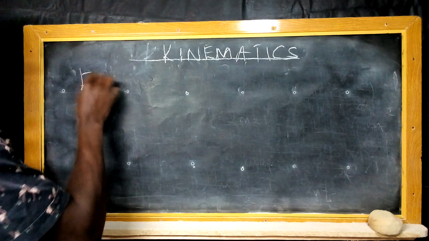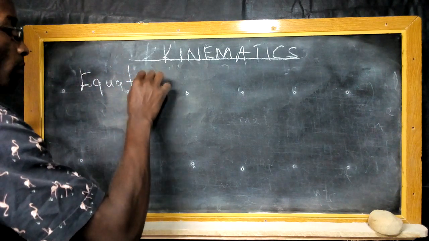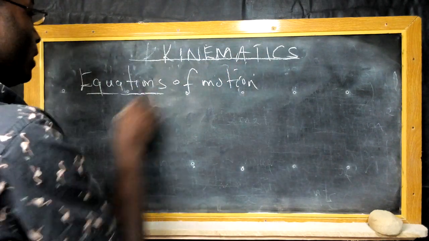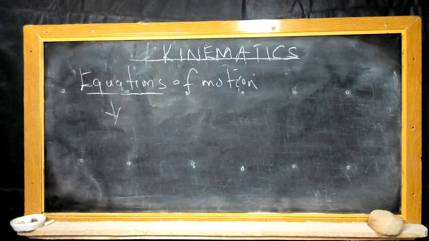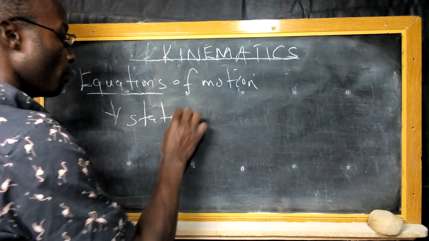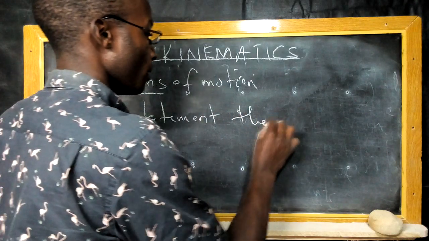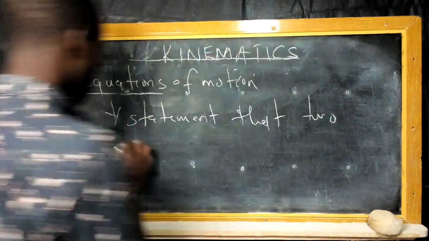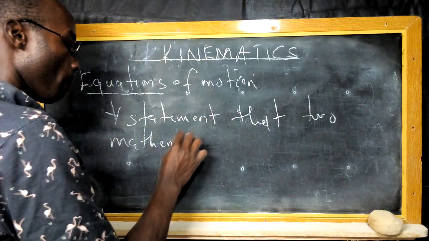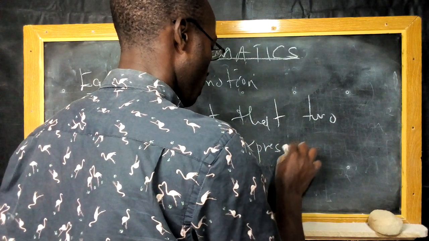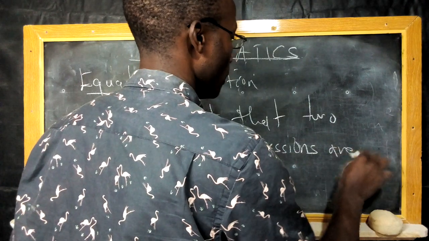Because under that, as I said, after graphs, we're going to start on equations of motion, which fall under kinematics. Now, the term equation refers to a statement that two mathematical expressions are equal. So from the term equal, we can say that it's a statement that two mathematical expressions are equal.